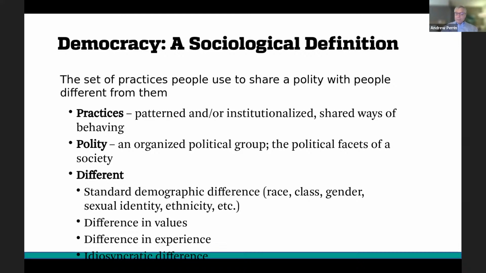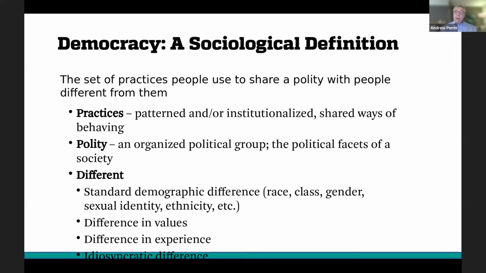And we can think about these differences certainly in the standard demographics, right? Differences in race or class, or gender, sexual identity, ethnicity, and so on are important pieces of those differences. But it's really important to recognize that there are other important differences too. Perhaps more important than the demographic differences are differences in values, that is what people think is right and wrong, and differences in experience, that is what people think is possible, where people have been, what people have learned from the diverse backgrounds that they bring to the practices within a polity.